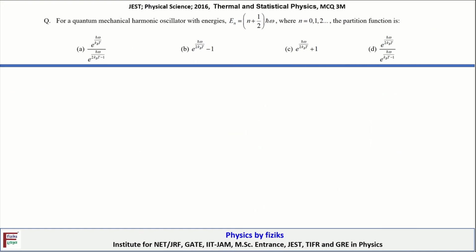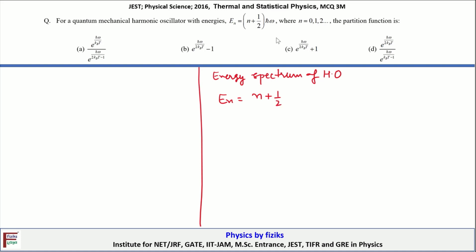So let's continue with the next problem. The statement is, for a quantum mechanical harmonic oscillator with energies En equal to n plus half h cut omega, where n is equal to 0, 1, 2, the partition function is. Okay, so we are given the energy spectrum of the harmonic oscillator, given by En equal to n plus half h cut omega, where n is equal to 0, 1, 2 and so on.